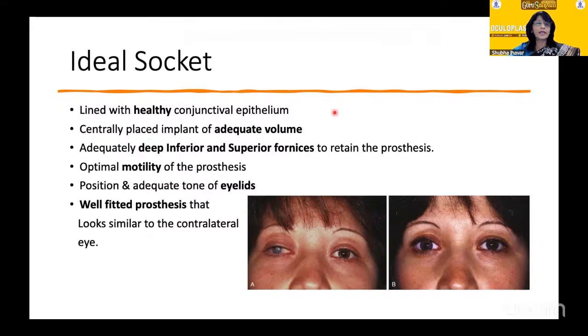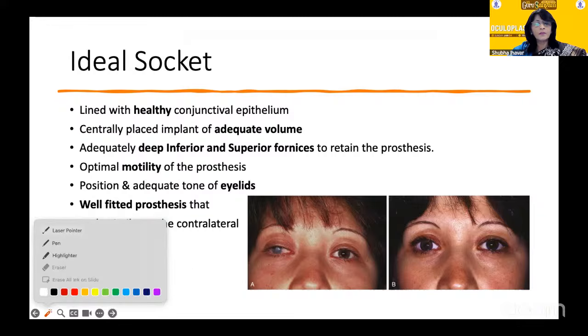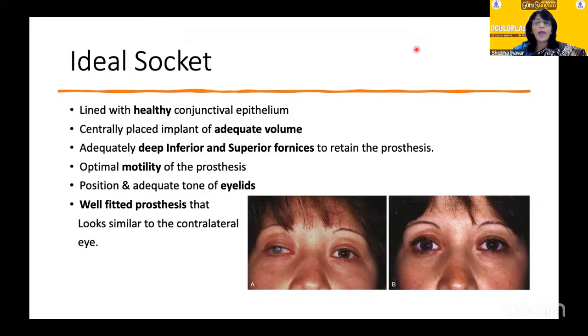to outline what is an ideal socket. So it should be lined with a healthy conjunctival epithelium, and there should be a centrally placed implant with adequate volume and adequately deep inferior and superior fornices for the prosthesis to retain, and optimal motility of the prosthesis is also very important. Eyelids should be very well positioned, and then a well-fitted prosthesis should be there that looks very similar to the contralateral eye. So that is what we are looking at to achieve an ideal socket.